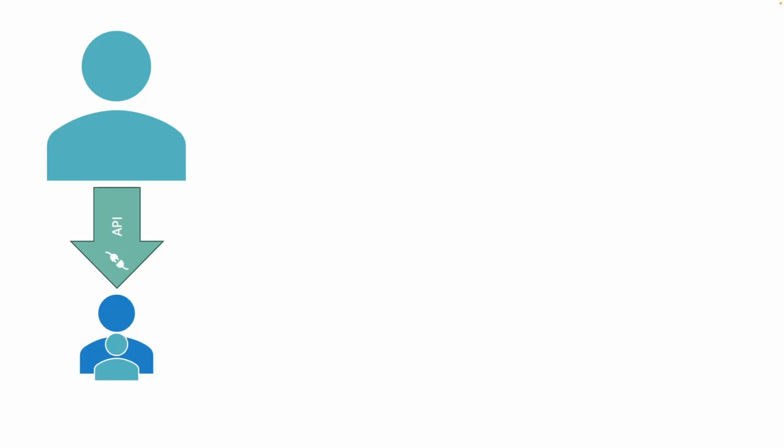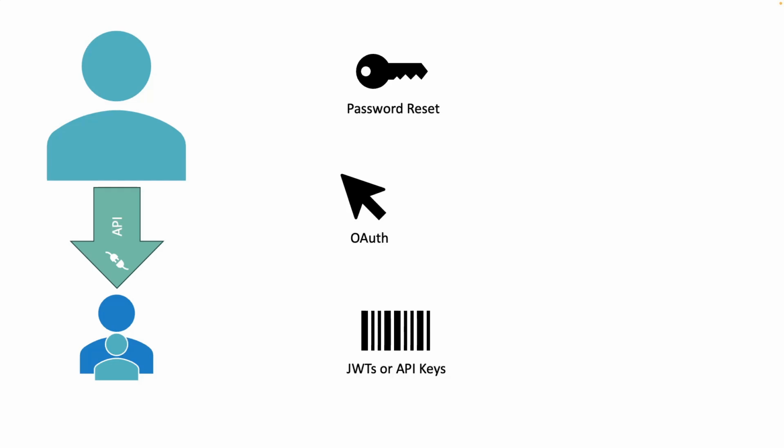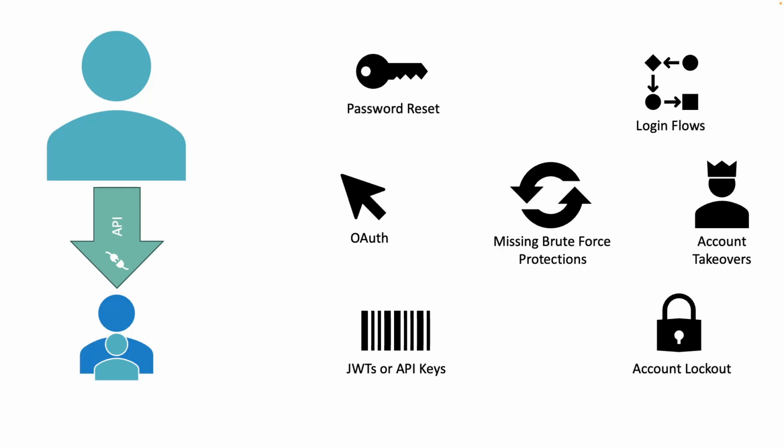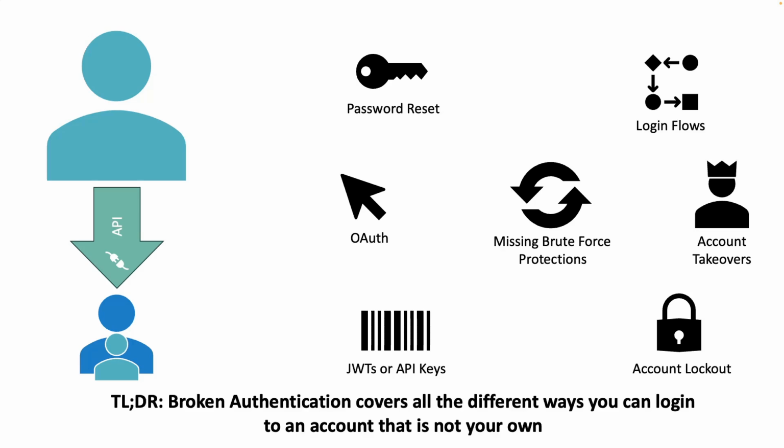There's lots of different ways that you can actually find this vulnerability, looking at password resets, OAuth flows, looking at JWTs or API keys, testing for brute force and rate limiting, testing login flows to see whether or not you can generate a token for an account. Any kind of account takeover here. Account lockouts can be covered. However, it depends whether or not the client will reward that vulnerability. So it essentially covers all the different ways you can log into an account that's not your own.